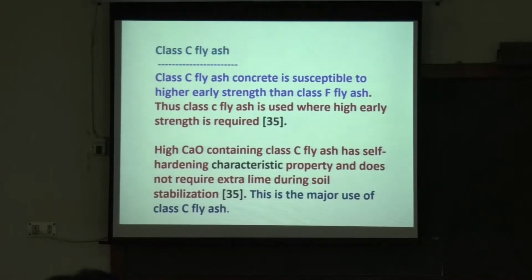So we went through class F fly ash, and let's go through class C fly ash. Class C fly ash concrete is susceptible to higher early strength than class F fly ash. So if you need higher early strength, class C fly ash is better. This class C fly ash is used where early high strength is required, because often concrete generates strength, sometimes people say 28 days.